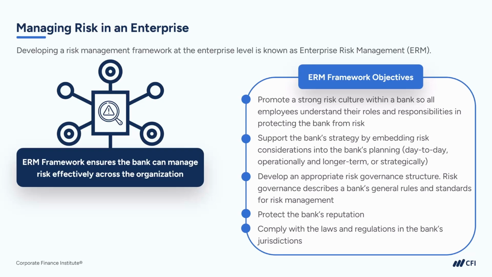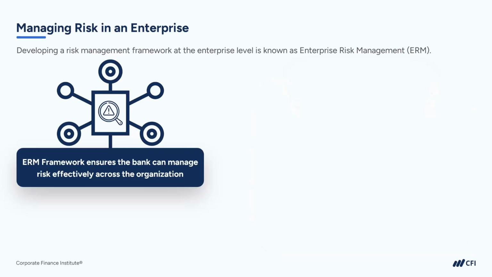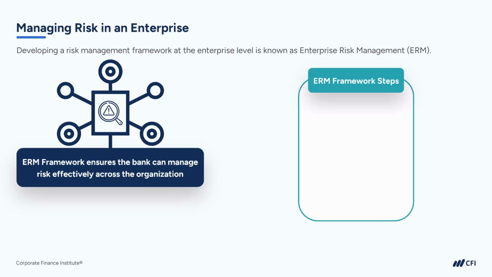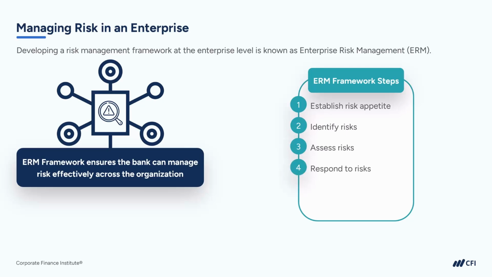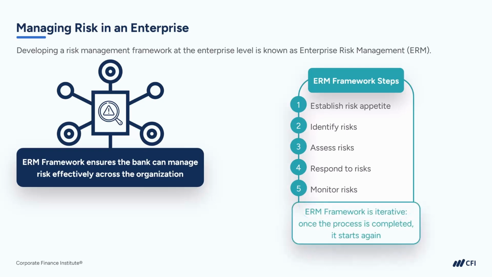So how would a bank actually go about establishing an ERM framework? Most ERM frameworks consist of the following steps. Number 1, establish risk appetite. Number 2, identify risks. Number 3, assess risks. Number 4, respond to risks. And number 5, monitor risks. An ERM framework is iterative, meaning once the process is completed, it starts again. So, let's look at these steps in a little more detail.